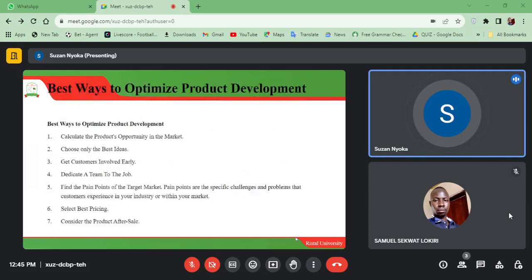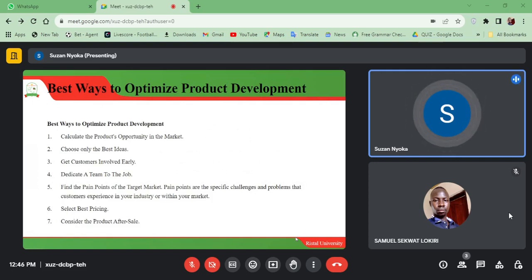Best ways to optimize product development. One, you calculate the product's opportunity in the market. You need to first calculate the opportunity of the product in the market. Of course, you need to know what your consumers like. When you know what they like, and you produce a product according to what they like, your product will succeed in the market.